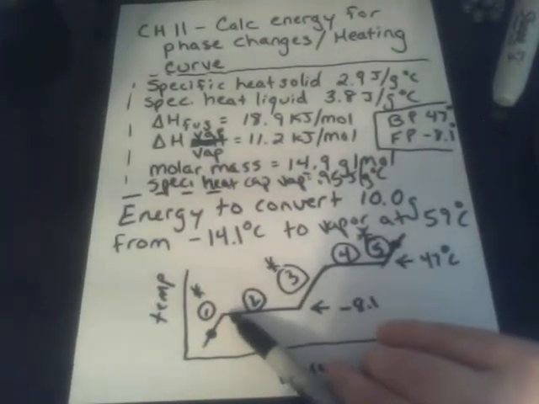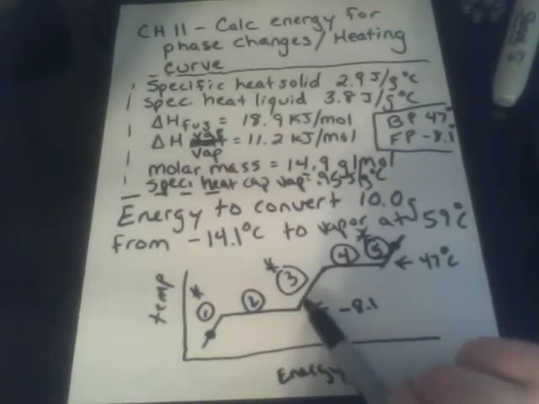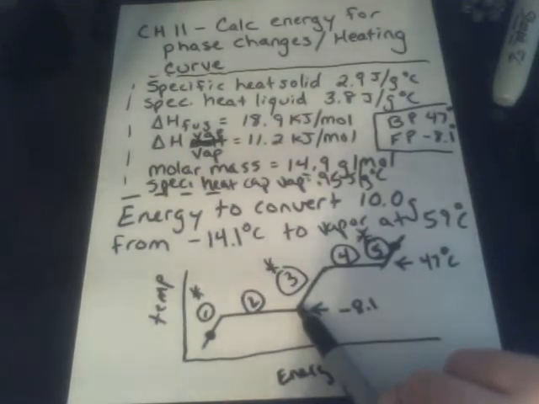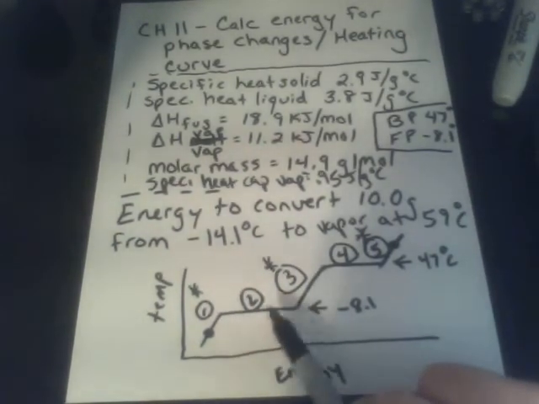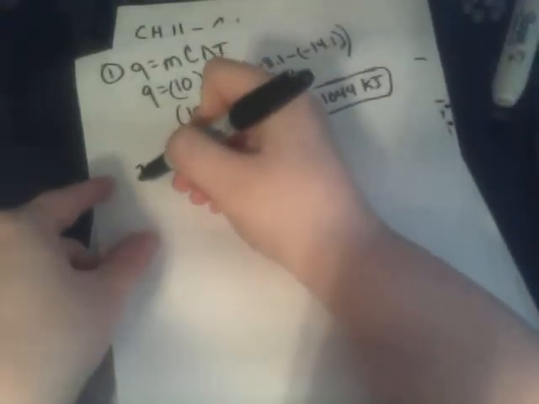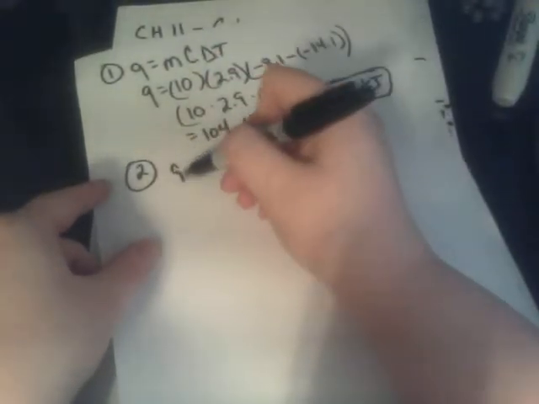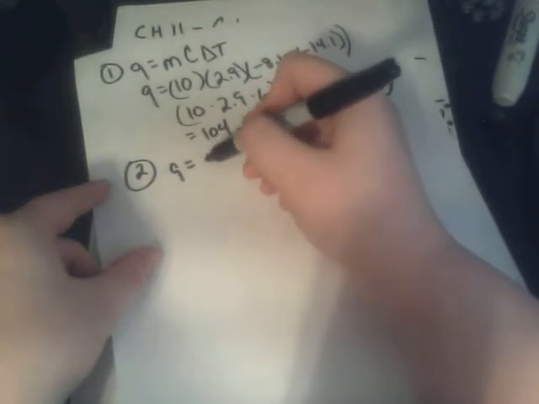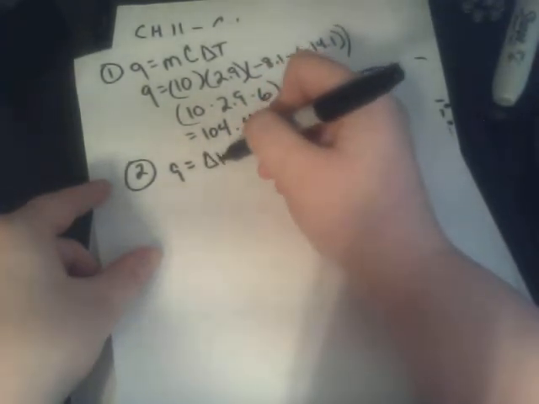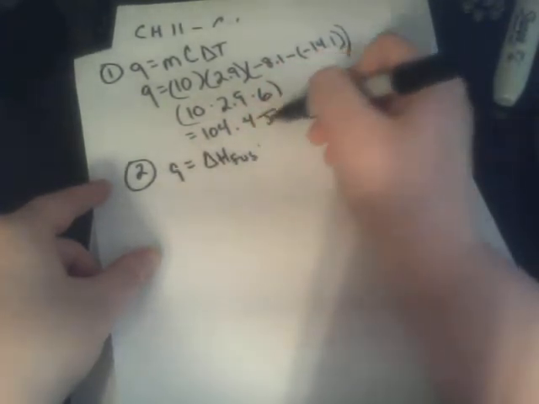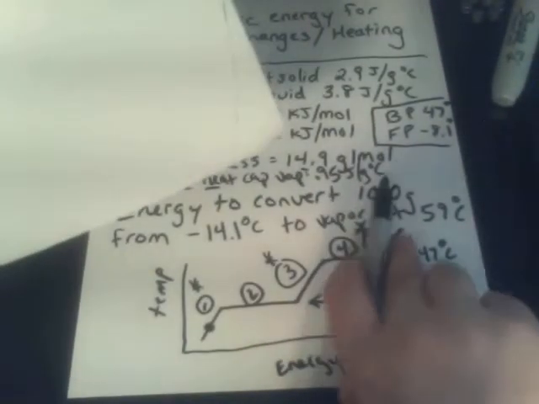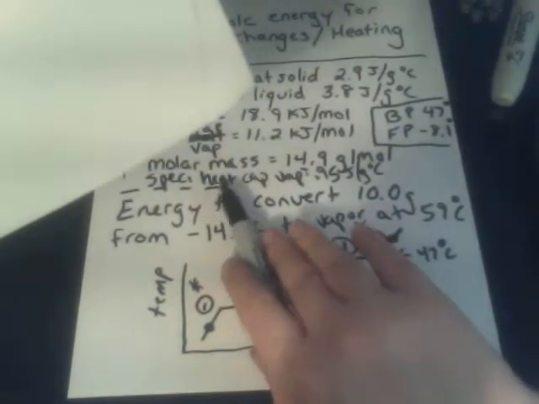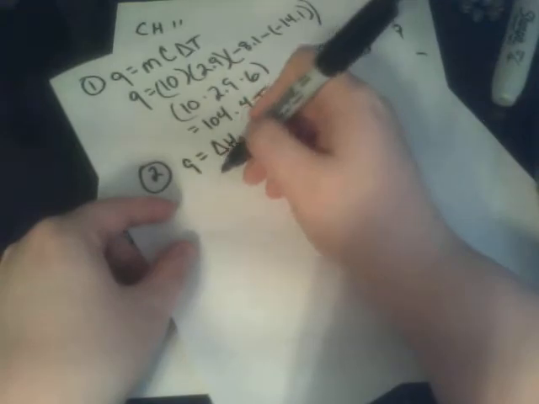Now I need to convert all of that liquid into a gas. Or sorry, I need to convert all that solid into a liquid. That's what number 2 is. So for number 2, I'm going to use the equation Q equals my enthalpy of fusion times the number of moles. I don't know how many moles I have, right? That's why we need the molar mass, which is 14.9. So let's do that little math on the side.